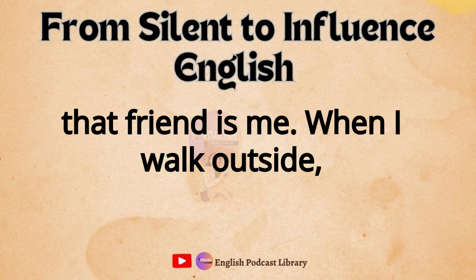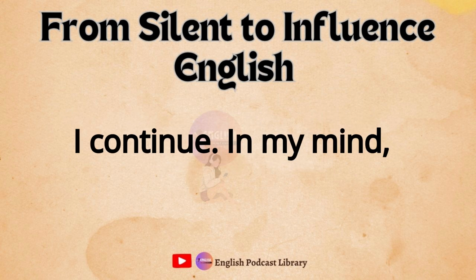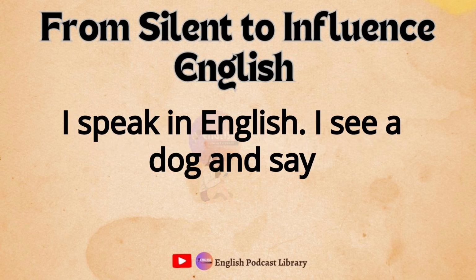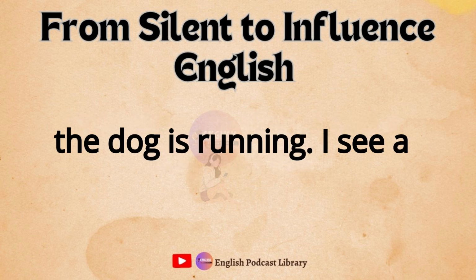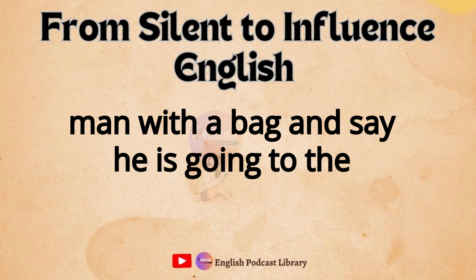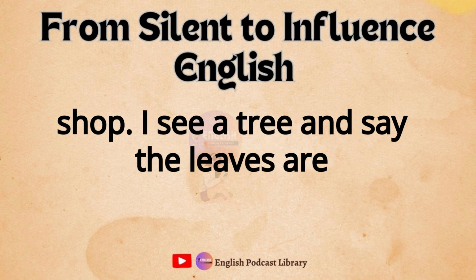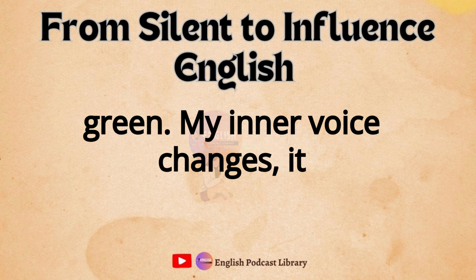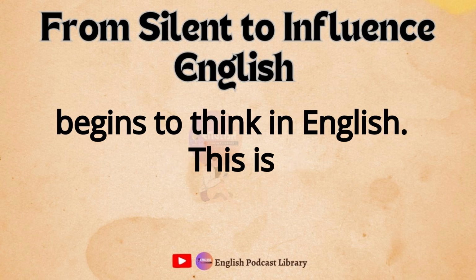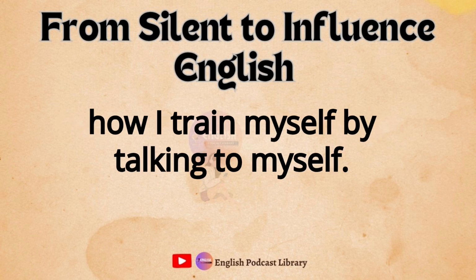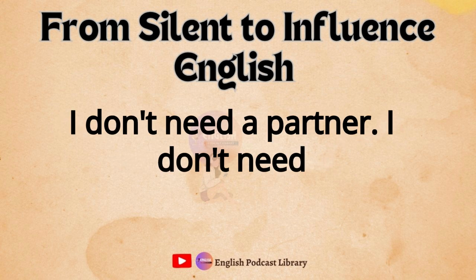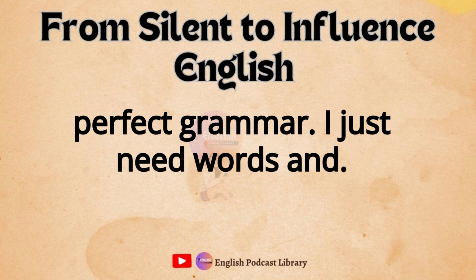When I walk outside, I continue. In my mind, I speak in English. I see a dog and say, the dog is running. I see a man with a bag and say he is going to the shop. I see a tree and say the leaves are green. My inner voice changes. It begins to think in English. This is how I train myself, by talking to myself. I don't need a partner. I don't need perfect grammar.